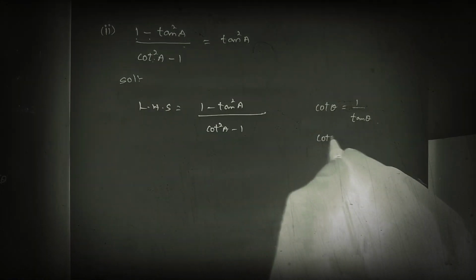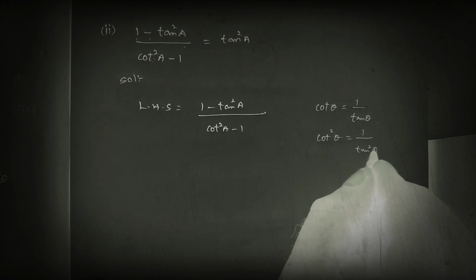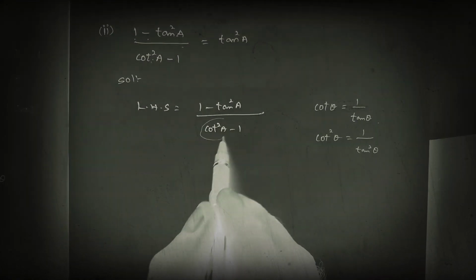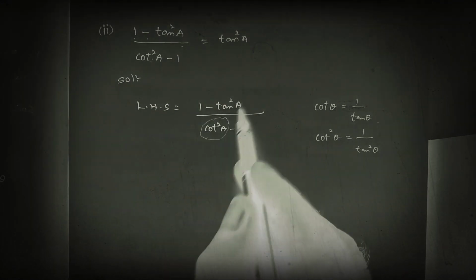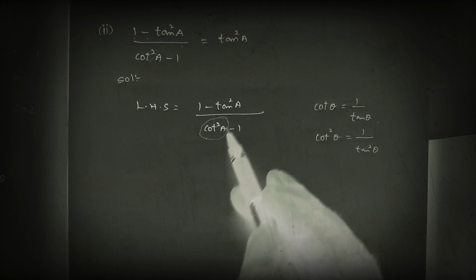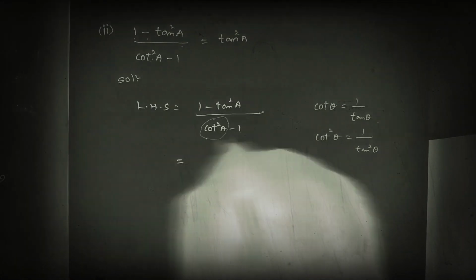Cot square theta is equal to 1 by tan square theta. I'm just going to convert this cot alone in terms of tan, because in the numerator it is already in the form of tan. Is it possible to simplify or not? We are going to check. If it is possible, we are going to simplify by using that method.